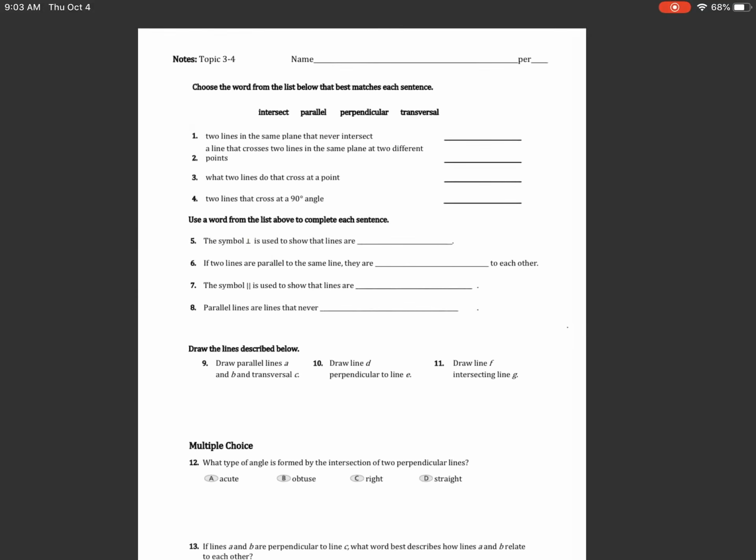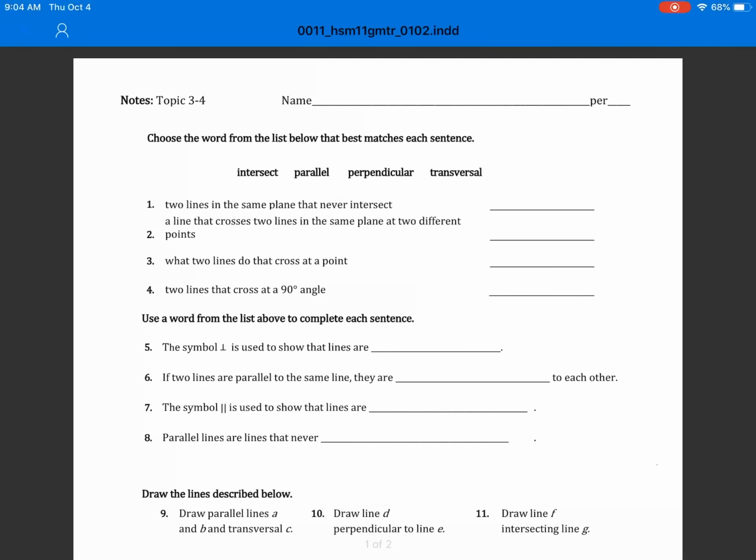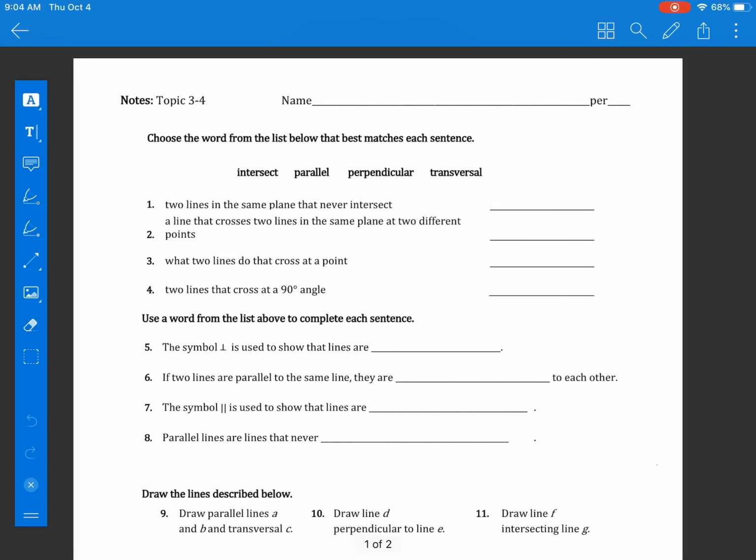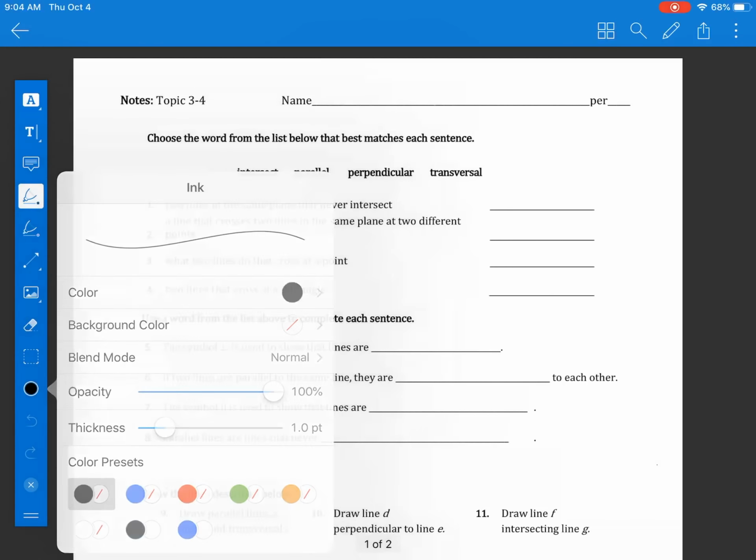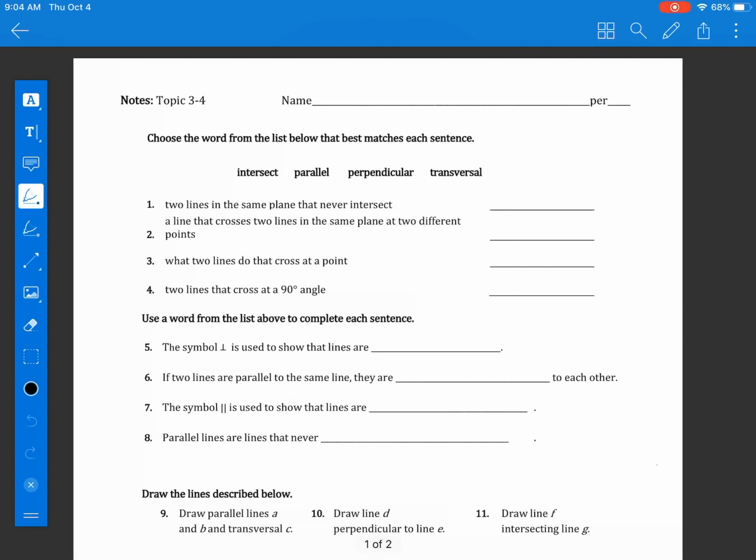Okay guys, today's focus is going to be on topic 3-4. Topic 3-4 covers things about parallel and perpendicular lines. Parallel lines aren't new to us. Perpendicular lines are going to be new to us, so please focus on the vocab for today. That's going to be our main focus, and the goal today is that you can, based on a sentence, draw and prove different things about parallel and perpendicular lines.